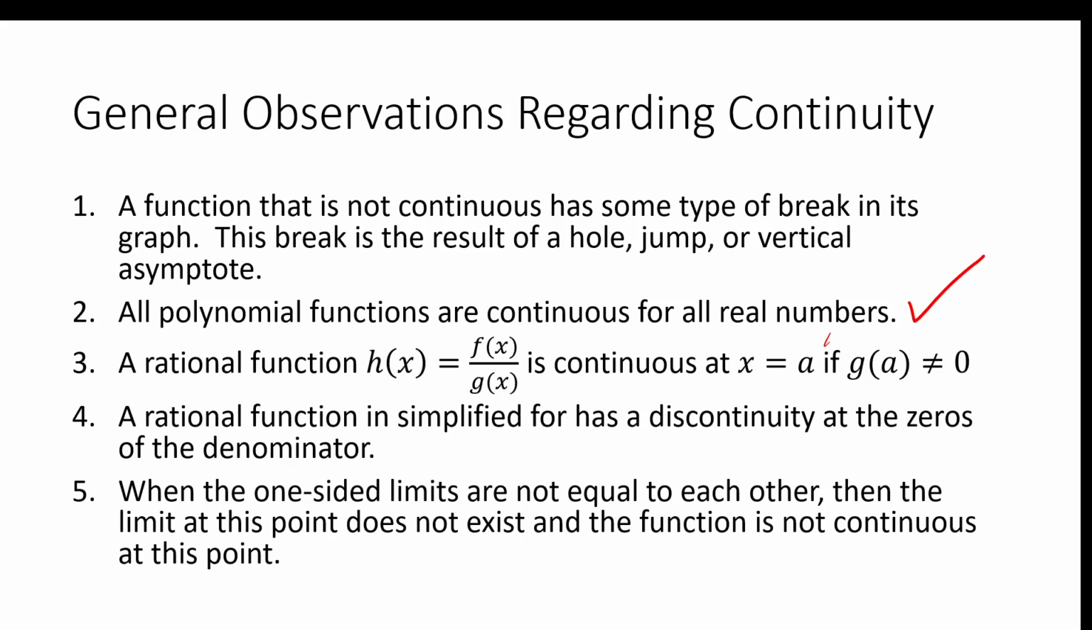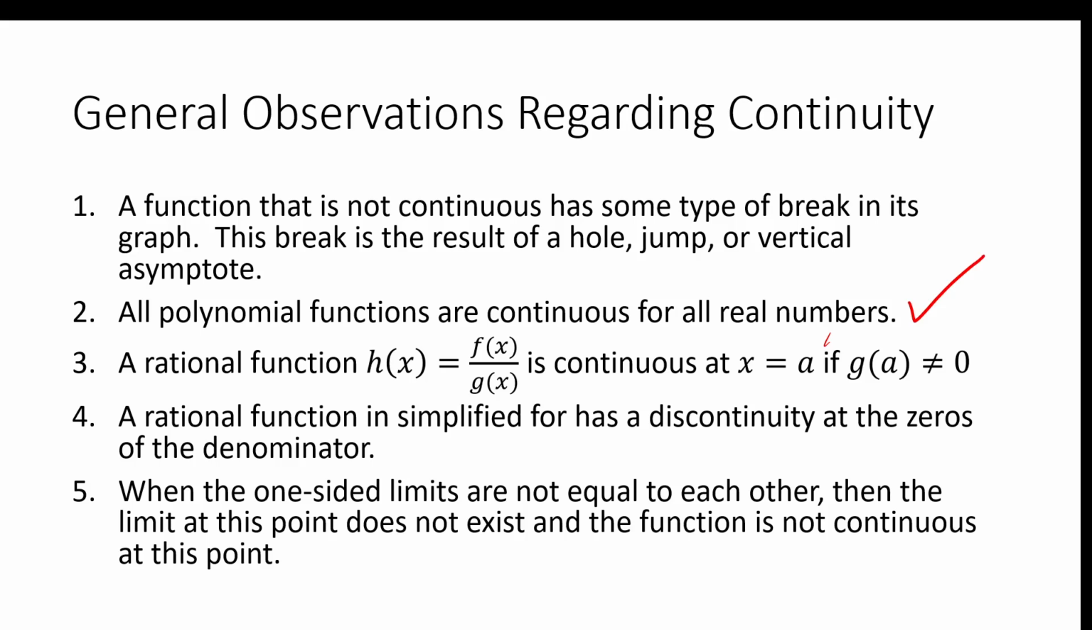a if g of a doesn't equal 0. In other words, if the denominator is not 0, the fraction exists. Now, a rational function in simplified form has a discontinuity at the zeros of the denominator after you've simplified it, because those will be vertical asymptotes, and vertical asymptotes are discontinuous. But before you've simplified it, they might be holes. So you have to be able to simplify it before you can say what's stated in number 4.